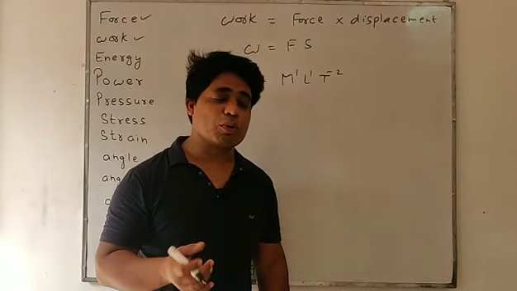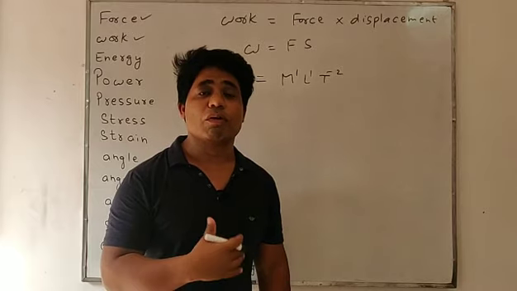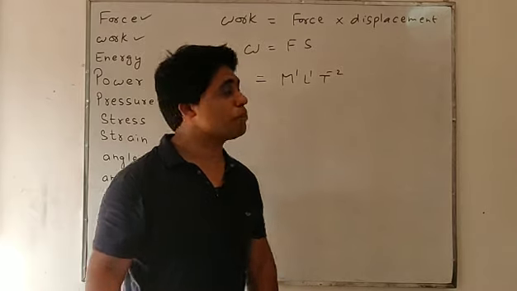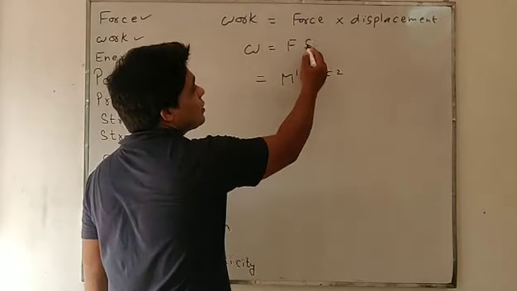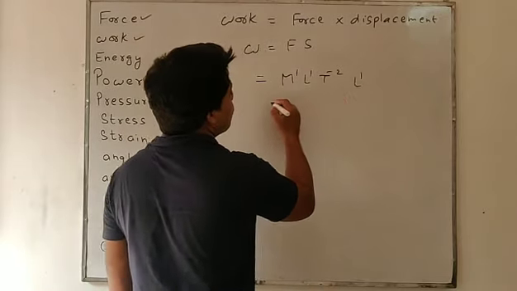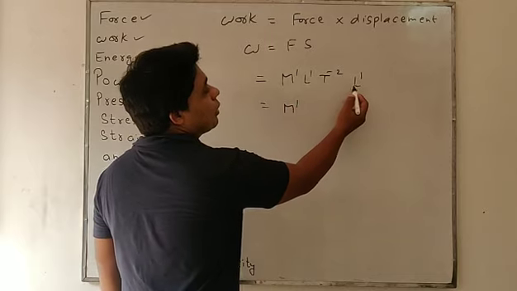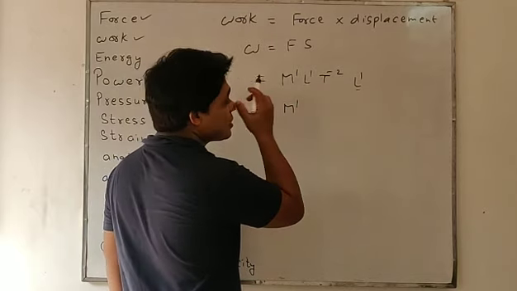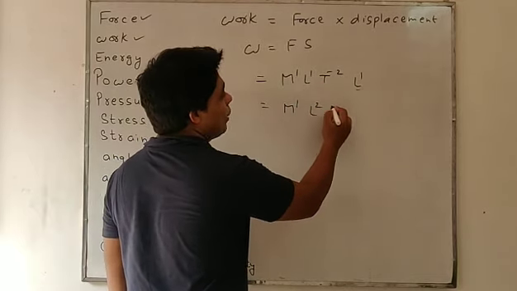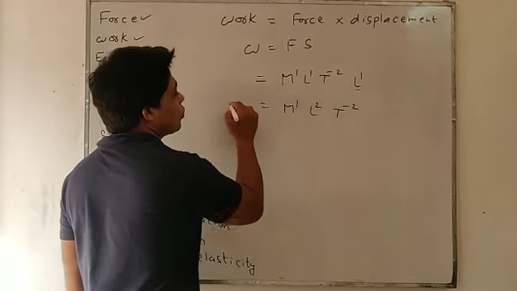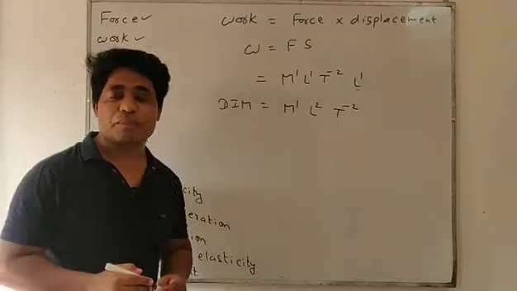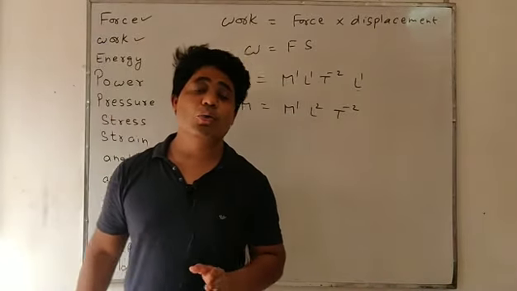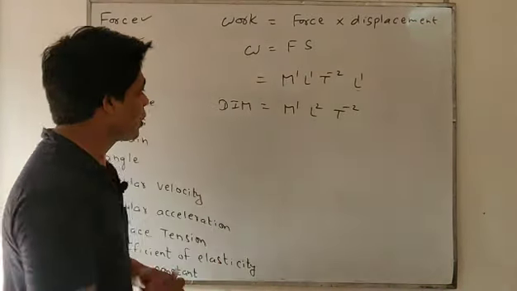Otherwise you can learn it also, because force is an important dimension. As I told, it will be used again and again. So directly I am going to write M1 L1 T minus 2 as the dimension of force, and displacement is written as L1. So M1 L1 L1, when the base is the same and the power is added, that becomes L2 and T minus 2. So that is the dimension of work done. Okay, that is another important dimension: M1 L2 T minus 2. That is the dimension of work done.